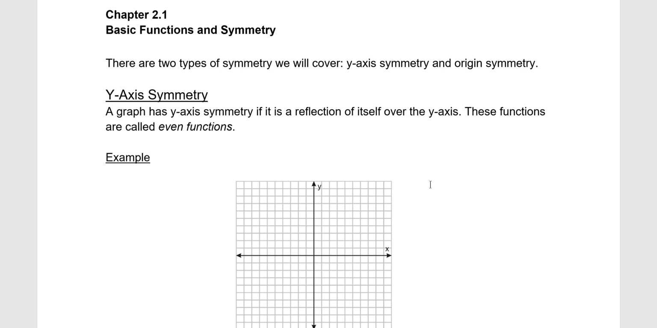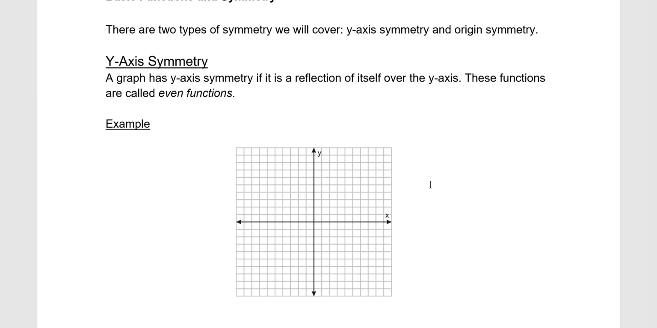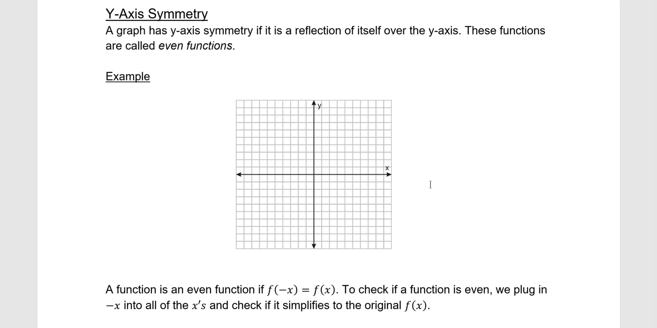In this chapter, we'll be doing basic functions and symmetry. So we'll start with symmetry. There's a couple different kinds of symmetry for graphs. The two that we'll be doing are y-axis symmetry and origin symmetry. So starting here with the y-axis symmetry.